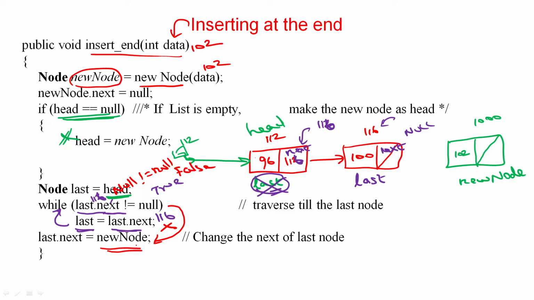Outside the loop, the new node is available. So the new node is last dot next. Previously last dot next is null, so now last dot next is the new node. The new node is stored at the address 1000, so last dot next will become 1000. So 1000 will be written here. If 1000 is written, this link will be created. So this is the way to insert a node at the end of the list.